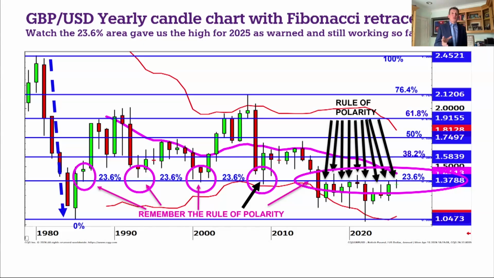So we have something called the rule of polarity, which I've spoken about before, where price that has been support switches to resistance. That's why, ever since Brexit, if you look at all those candles, every time it gets to 137.88, the longer term sellers aren't quite yet convinced it's the time to buy sterling dollar, and it's always fallen off that area.